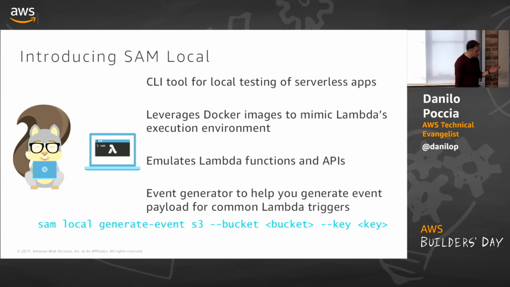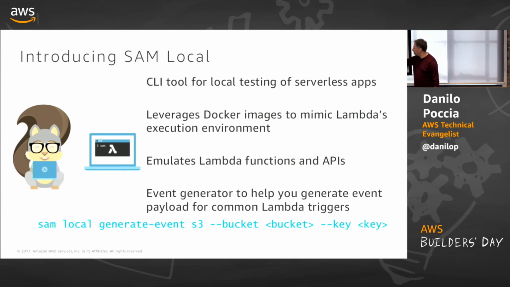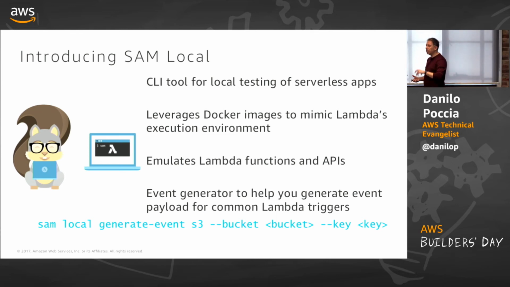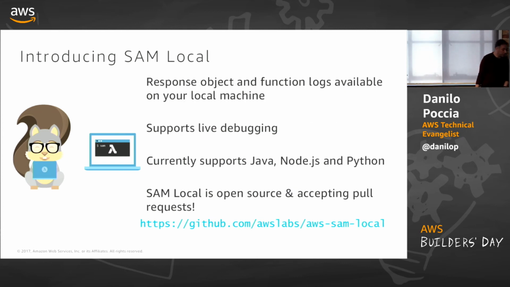So you can use SAM-local, for example, to generate an S3 event. You say, this is the bucket, this is the key of the object inside the bucket, and it will automatically generate the event that you would receive from S3. And then you can use this event as a text file for your unit test for a Lambda function. It's completely open source.